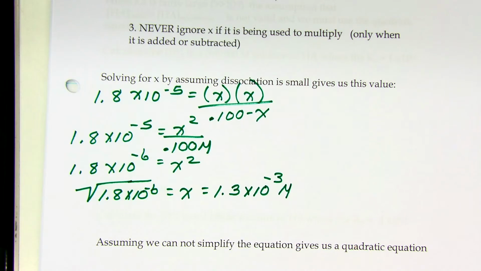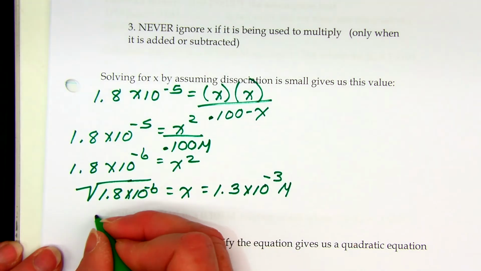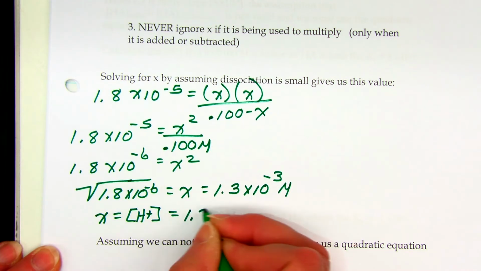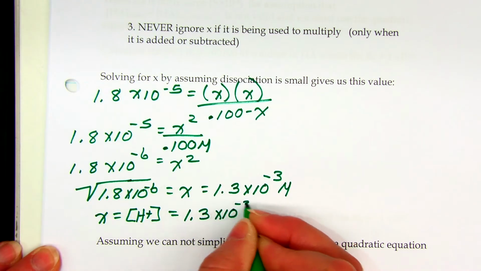So now, when you look at this, this isn't algebra class, so you have to remember to figure out what X means. And X here is representing for us the hydrogen ion concentration, which is 1.3 times 10 to the negative third molar.